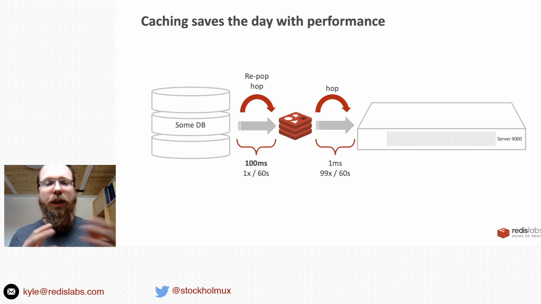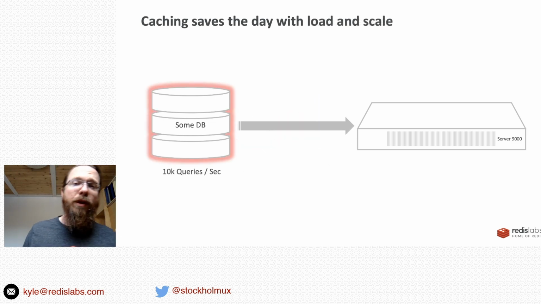In addition, you might have situations where you're doing it very less frequently. So you may have that 100 millisecond query that you're repopulating every, say, 60 seconds. If it's older than 60 seconds, Redis will get rid of it. Now, the other thing that you're doing here is you're really saving performance. But the other thing that it can do is help with load and scale.